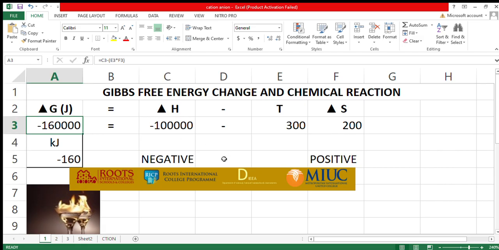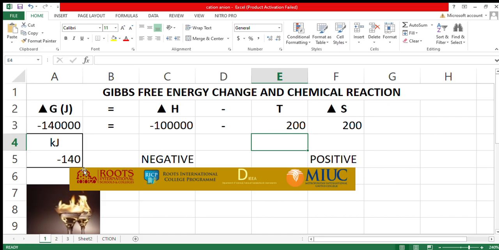Okay, let's check the third effect. Now the chemical reaction is taking place at 300 Kelvin and the change in Gibbs free energy is minus 160,000 joule or minus 160 kilojoule. I change this value to 400 Kelvin. The reaction is more feasible because the Gibbs free energy is more negative, and if I change this value to 200 Kelvin, it is less feasible.